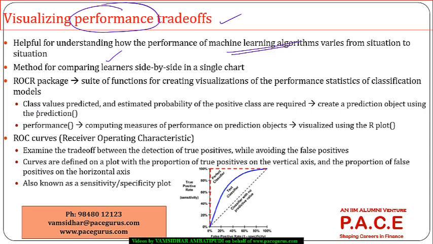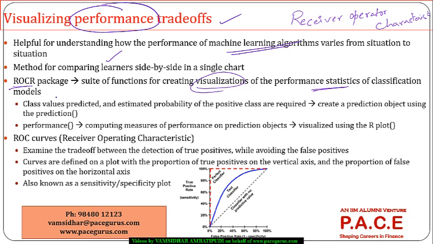For that, it is better that we use the ROCR package. ROC is nothing but receiver operating characteristic. We use it a lot in binary classification models, and we call them ROC curves. So we are using the ROCR package, wherein we can look at different kinds of visualizations of the performance statistics exclusively for classification models.